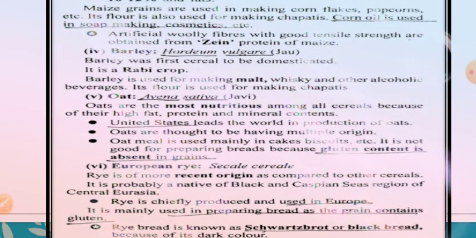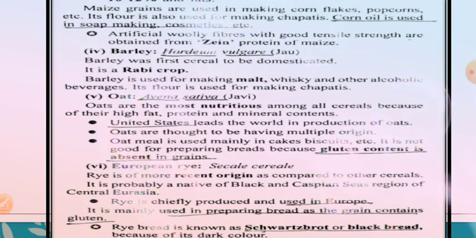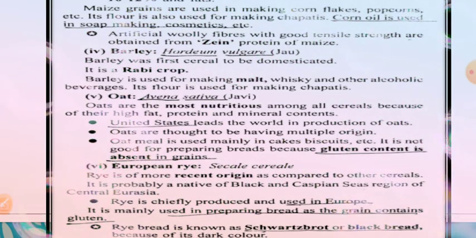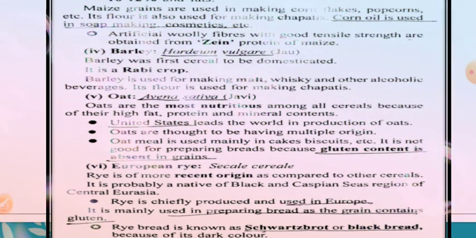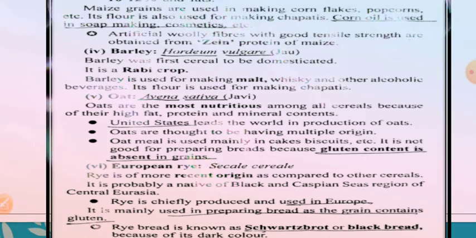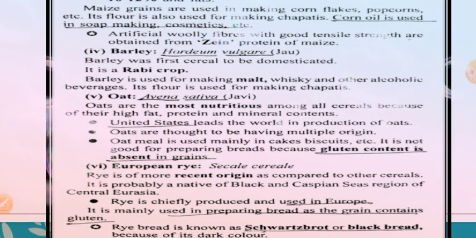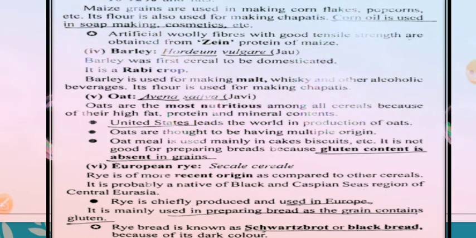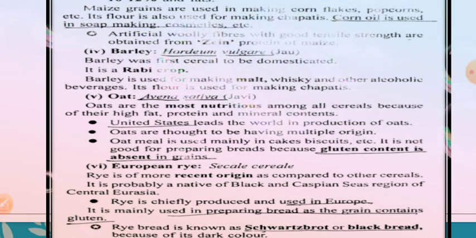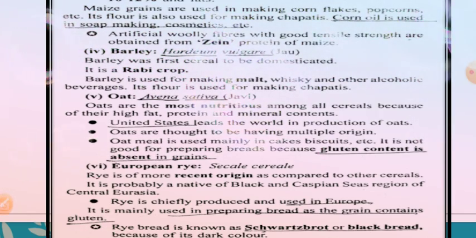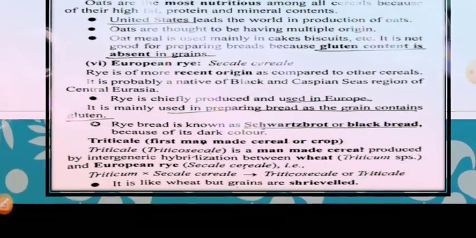Oatmeal is used mainly in cake, biscuit, etc. It is not good for preparing bread because gluten is absent in this grain. So these are some important points of oats, and its scientific name is Avena sativa. This is very important for all of you because it is also used in experiments on phytohormones.